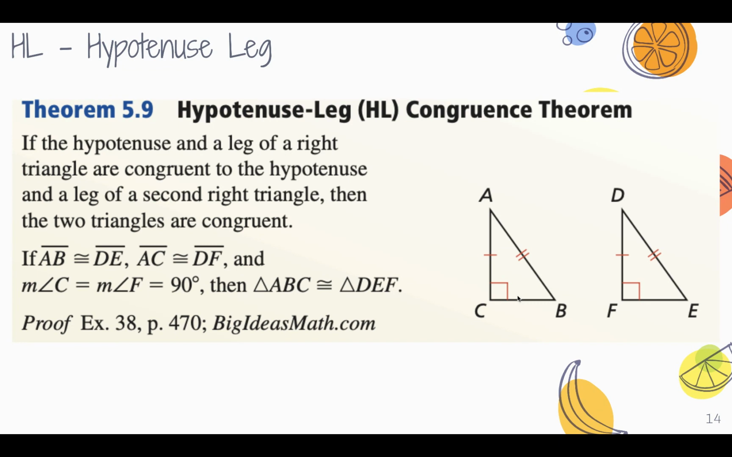So HL tells us if you have two right triangles and we know that the hypotenuse is congruent to the hypotenuse, and either one of these legs is congruent to either one of these legs, that's enough to conclude that those two triangles are congruent. Now, if you think about this, you only need two things, but sneakily, we actually have three things, don't we? Because we have this right angle, right angle. We know that all right angles are congruent. In fact, I think there's a postulate that says all right angles are congruent. So we actually have three things.